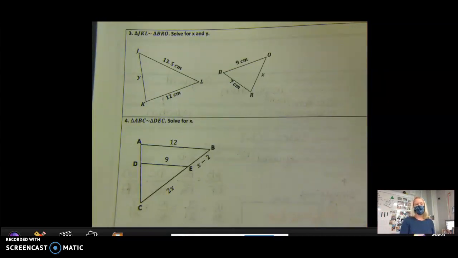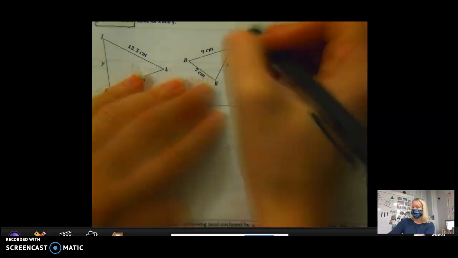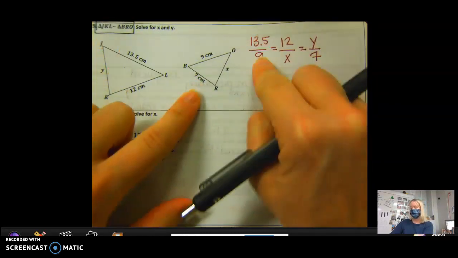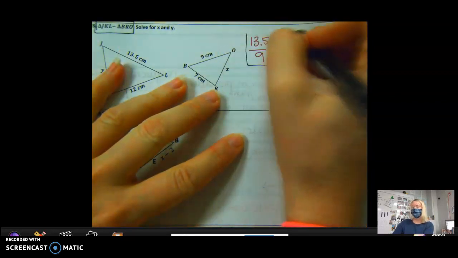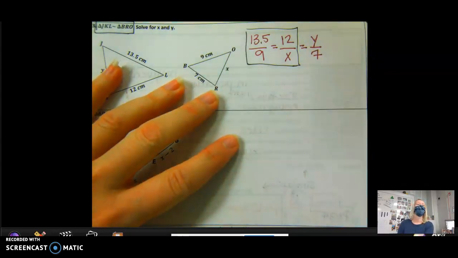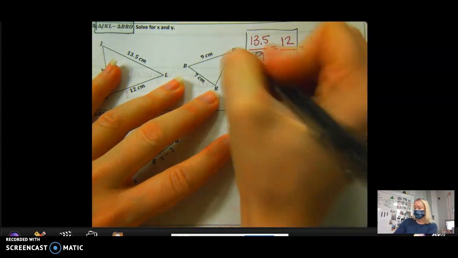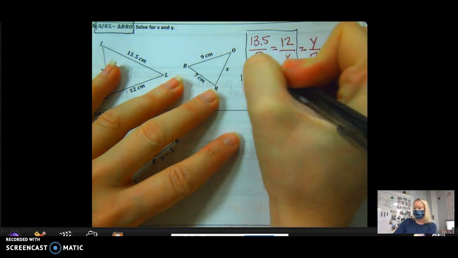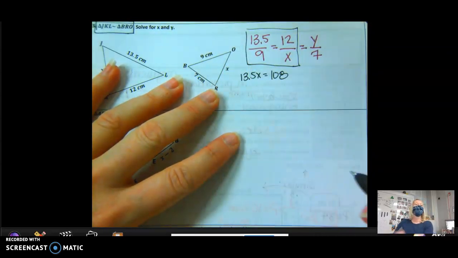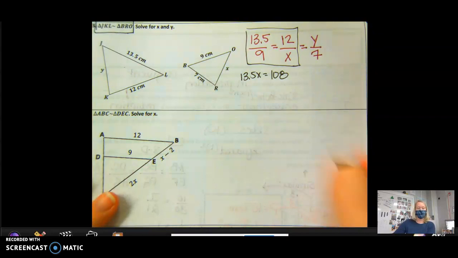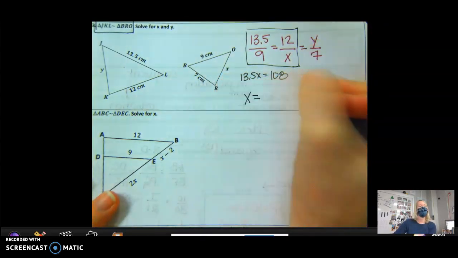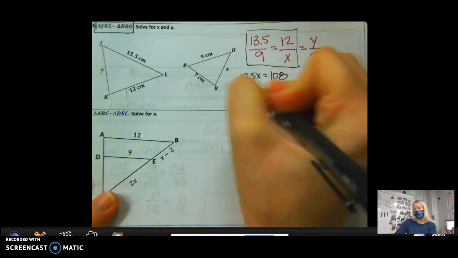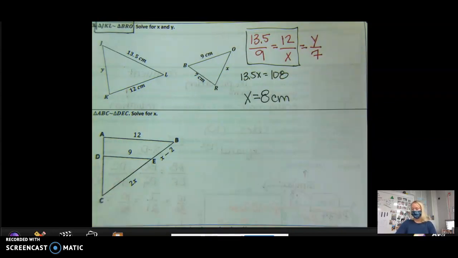Okay, go ahead and try number 3 and number 4 on your own. I set these up using this statement, right? So J to L matches up with B to O, so that's how I knew those. To find X, I'm just going to use those two. And all I'm going to do is I'm going to cross multiply. So I do 13.5 times X, which is 13.5X, and 9 times 12, which is what, 108? Is that right? Then to get X by itself, you just divide by 13.5 on both sides, and you get X as how much, guys? 8 centimeters. Yep, that's right.